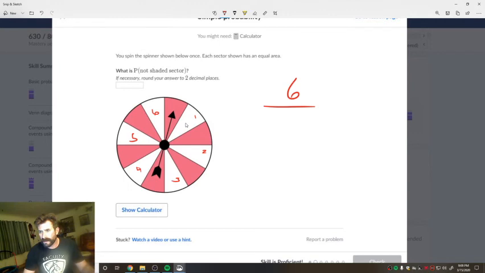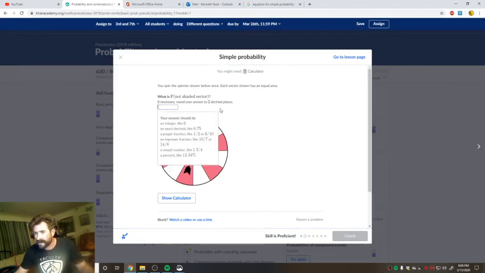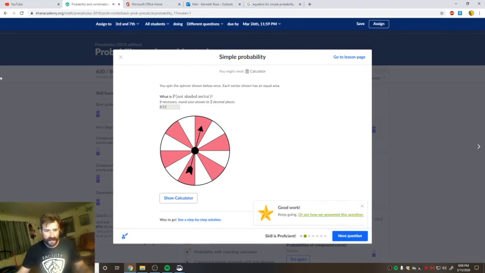And then I'm assuming there's 12 altogether, right? 1, 2, 3, 4, 5. There's 12 altogether. So your probability of landing on a not shaded sector would be 6 over 12, or 1 over 2, or 0.5. I will go ahead and put in 6 over 12, just to change it up. And that's it. All of the other problems will be very similar to this. Let me know if you have any questions.